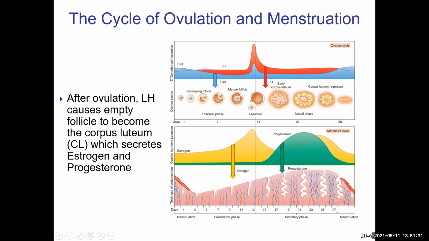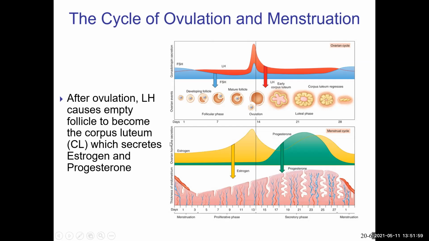Anterior pituitary. Yes, these are the gonadotropin secretion from the anterior pituitary. So the FSH is the green one and the LH is the red one. And you can see this is the menstruation cycle, which is covering both the ovarian phase and the uterine phase. So this is the anterior pituitary hormone.